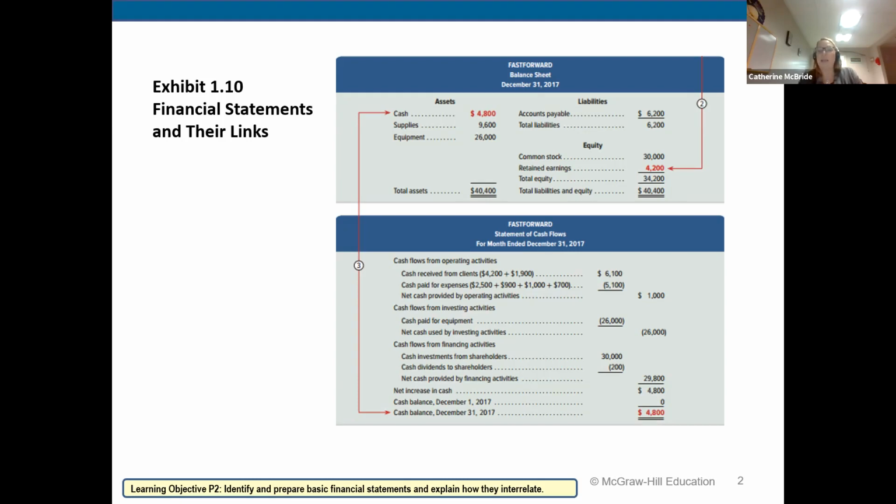In this case, we had a net increase in cash of $4,800. If you add the change in cash to the original cash balance at the beginning of the year, you should end up with the new cash balance on your balance sheet. Now, if you're wondering, well, where do I get the cash balance at the beginning of the year? You would get it from the prior year balance sheet, December 31st, 2016. The prior year balance sheet is going to give you the beginning cash balance. So that's the statement of cash flows.